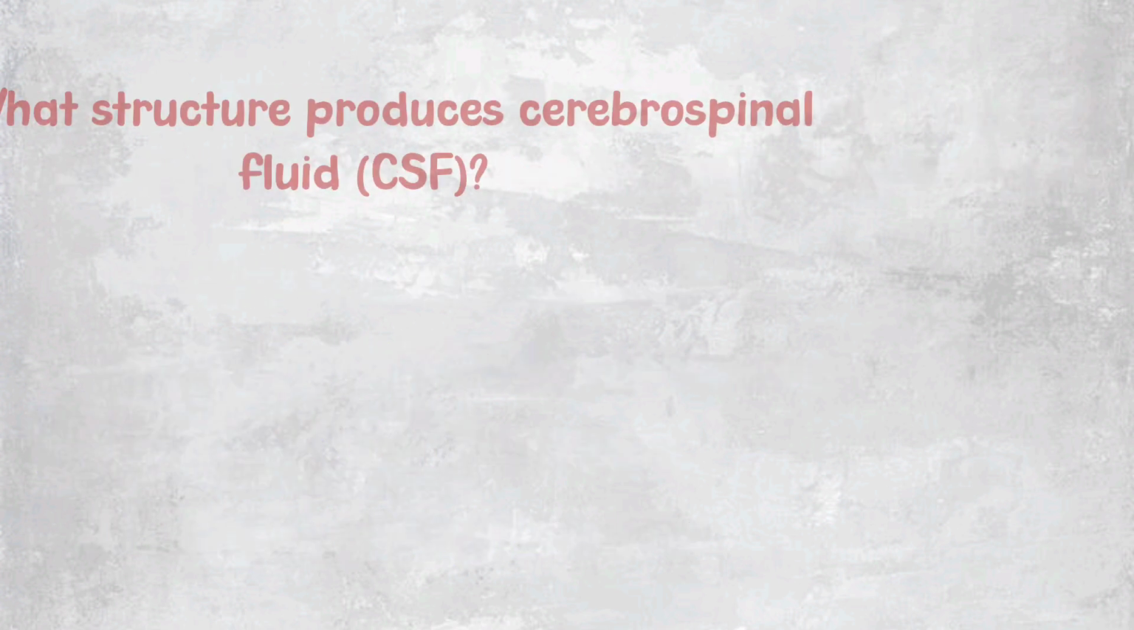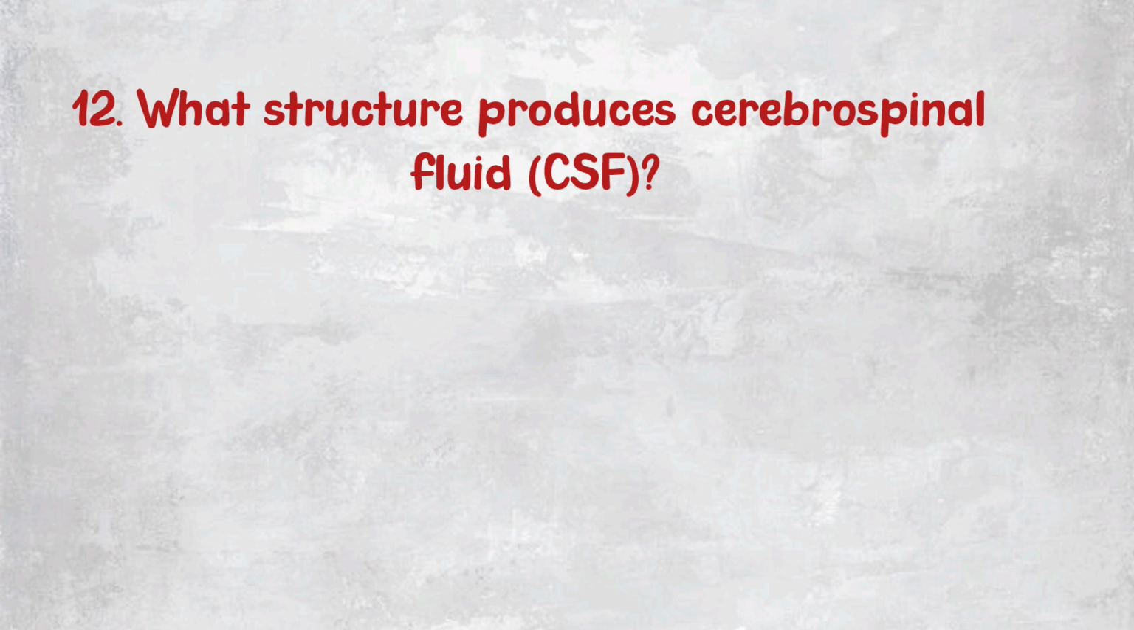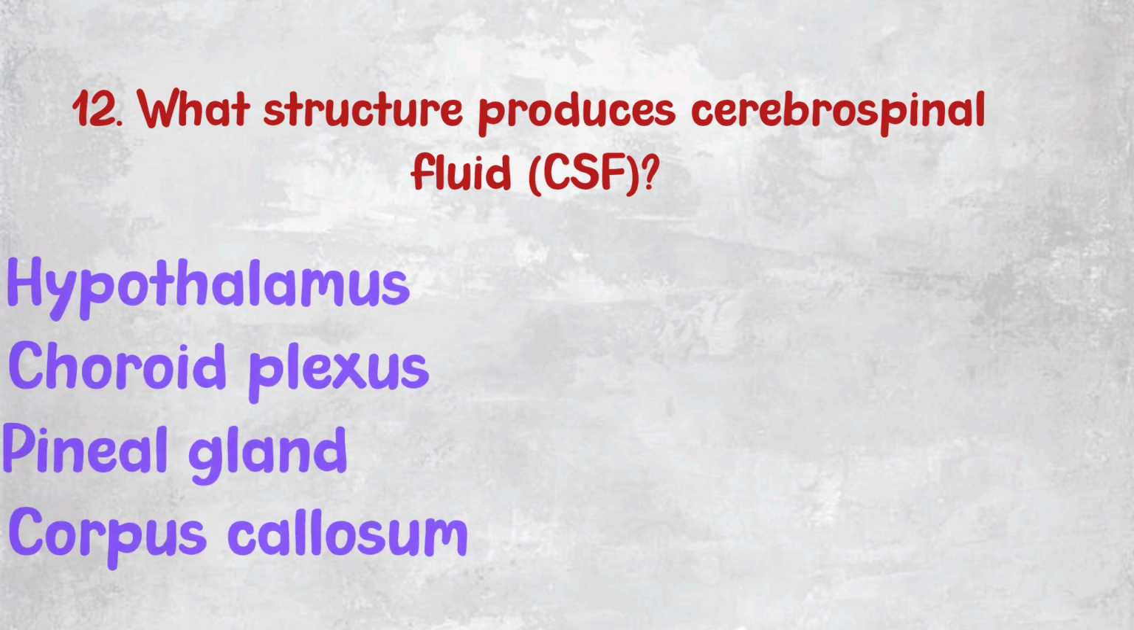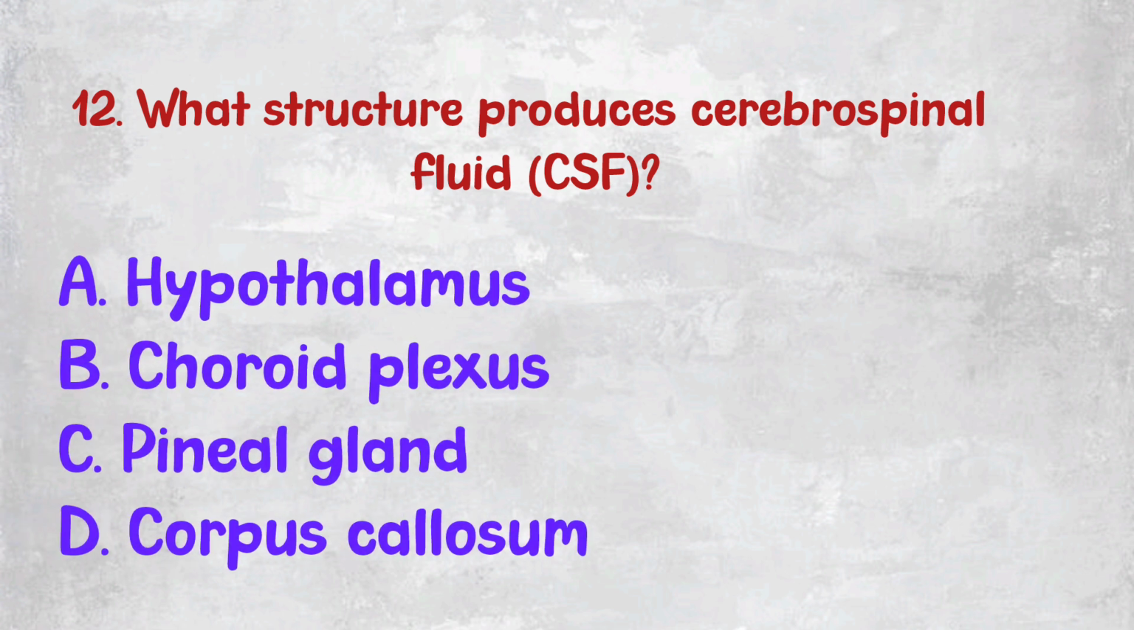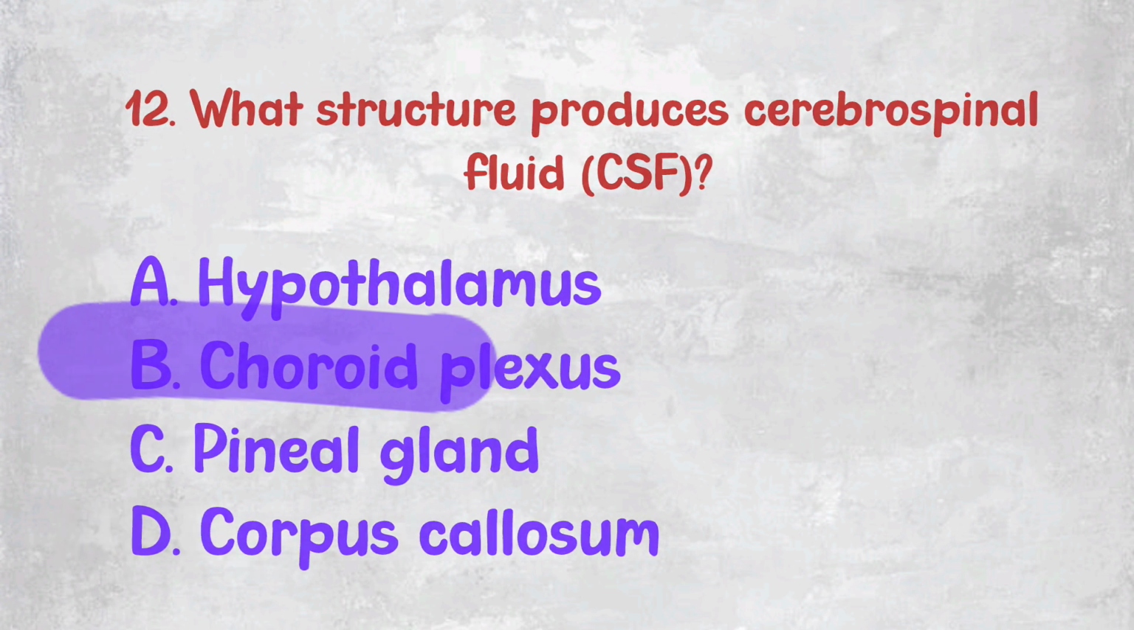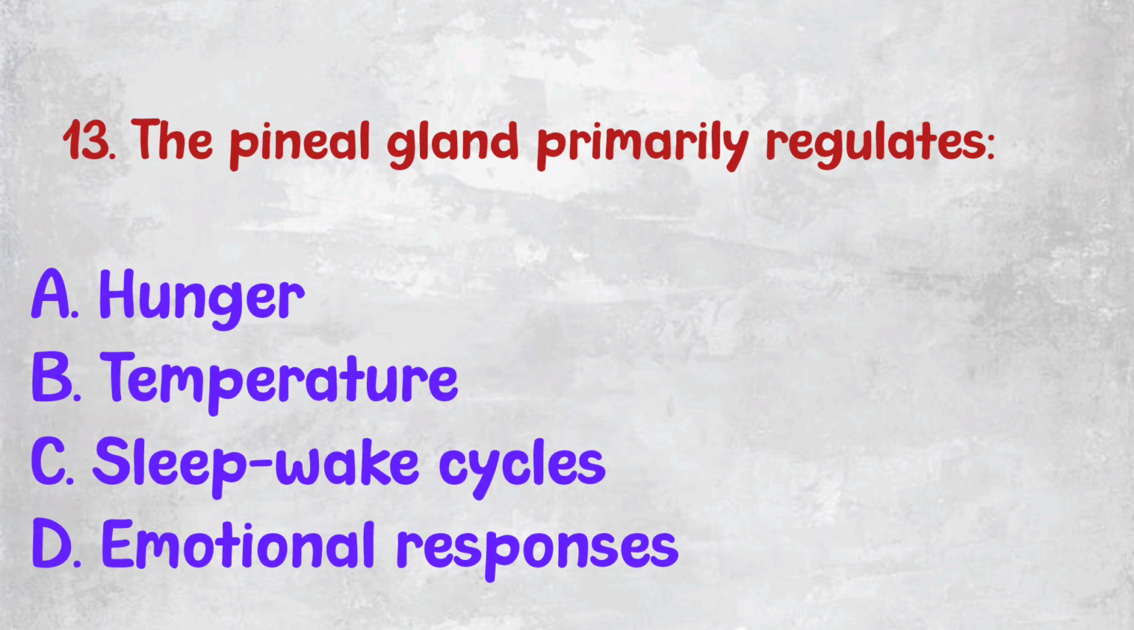Question number 12. What structure produces cerebrospinal fluid? We have A, the hypothalamus, B, the choroid plexus, C, the pineal gland, and D, the corpus callosum. Our answer here should be the choroid plexus. The choroid plexus is located in the ventricles, and it produces cerebrospinal fluid that helps to cushion and protect the brain.